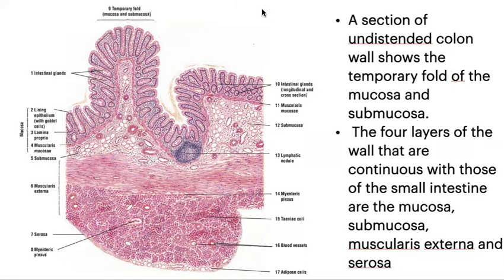Right. So a section of the undistended colon wall shows the temporary folds of the mucosa and the submucosa. They are temporary, mind you, not like the plicae circulares in the small intestine that are permanent. The layers are continuous with those of the small intestine, that is the mucosa, submucosa, and the muscularis externa. You can see all three layers over here. This is the muscularis externa. It has been thickened. Why they are thickened, we'll let you know. And the final layer is the serosa.